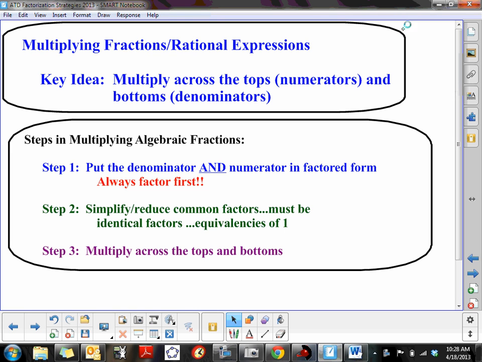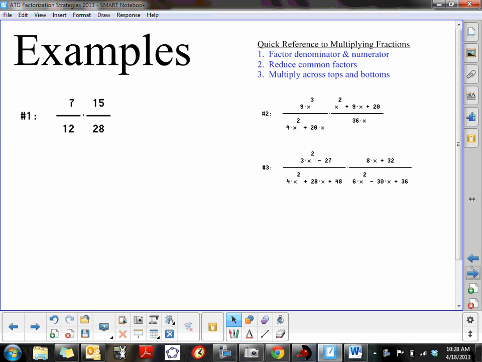So these are the main steps, these are the main ideas. I'm going to show you 3 different examples and that's it. As I've done in the past, I'm going to work with an example that's fairly easy. It's just a numerical example. And I'm going to emphasize the factoring first, reducing common factors, and then multiplying across the tops and bottoms. Now this is probably not the way you would attack this if you were doing it just from what you remember from middle school, but here's what I want to re-emphasize with you. When you do these fractions, always factor first.